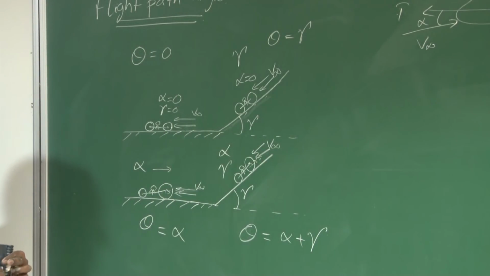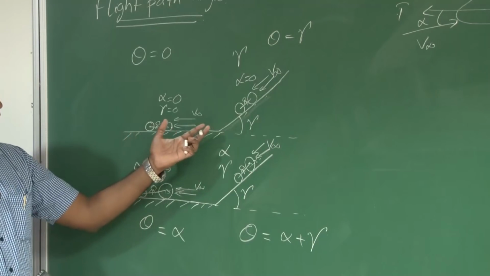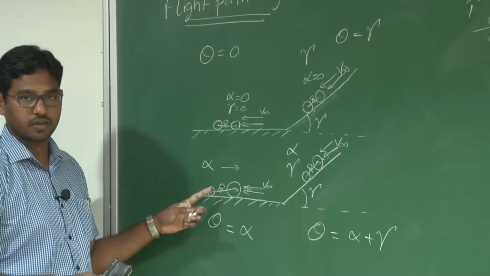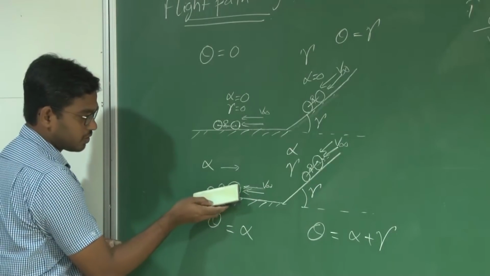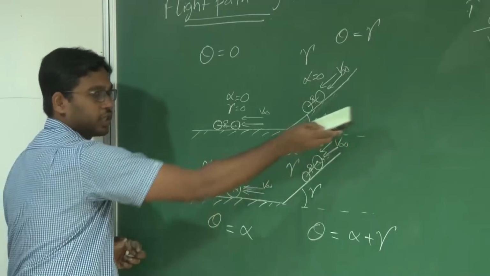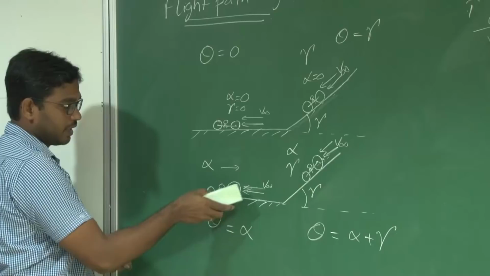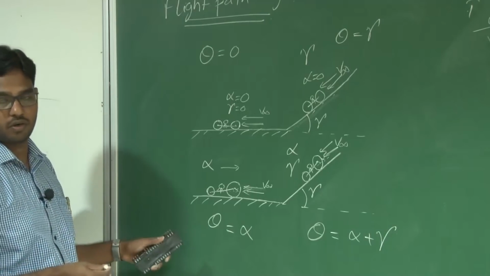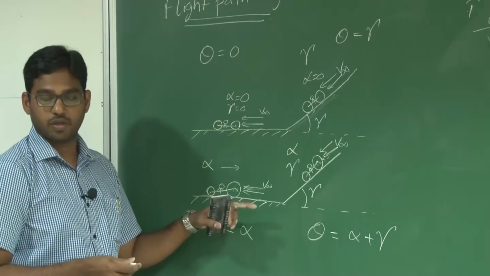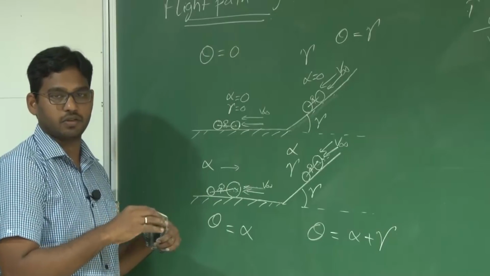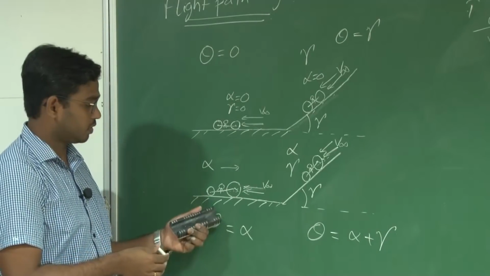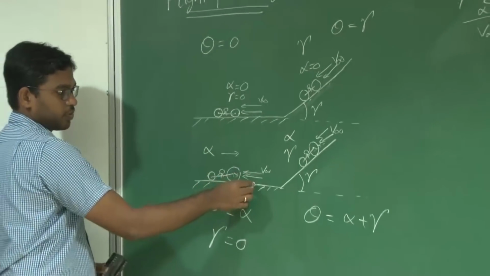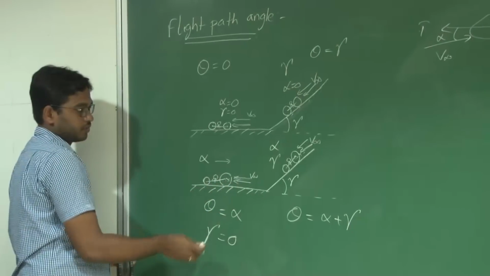So similar to this case, when you are traveling on a level road, you still have an orientation, which doesn't mean that since you are sitting at this angle, you are moving in this direction. That means you can still have an angle of attack when you are traveling horizontal or parallel to the ground. Even when you are flying at a level flight condition, you still have an angle of attack. So gamma is 0 in this case, because gamma is measured with respect to local horizontal.